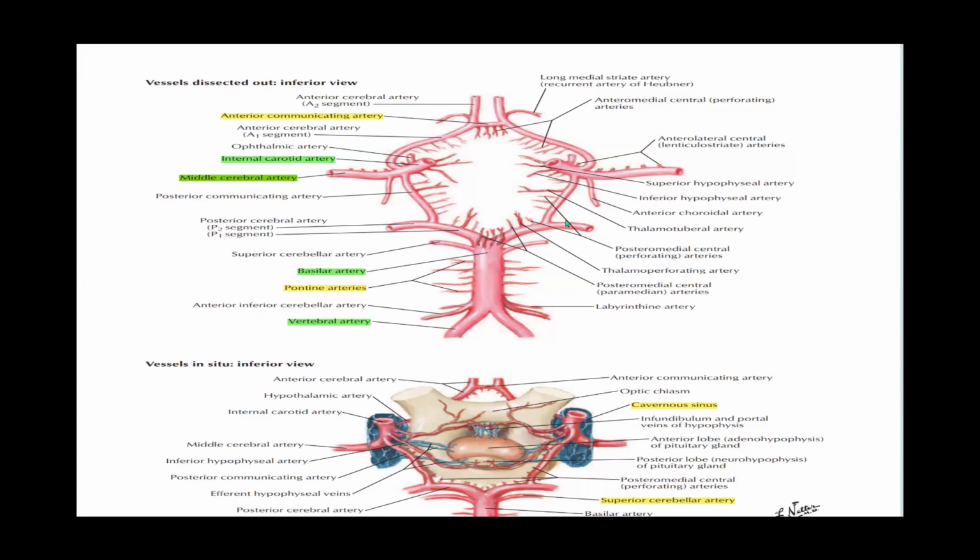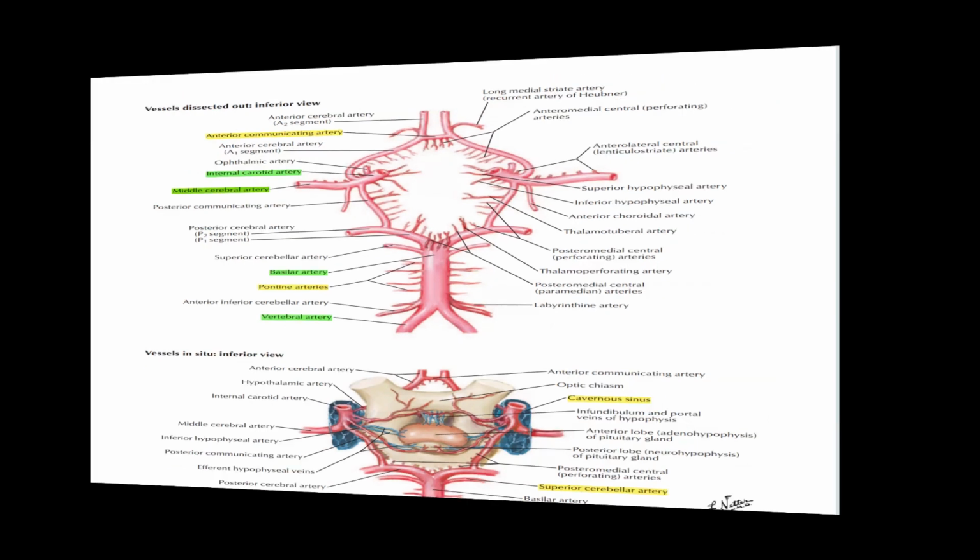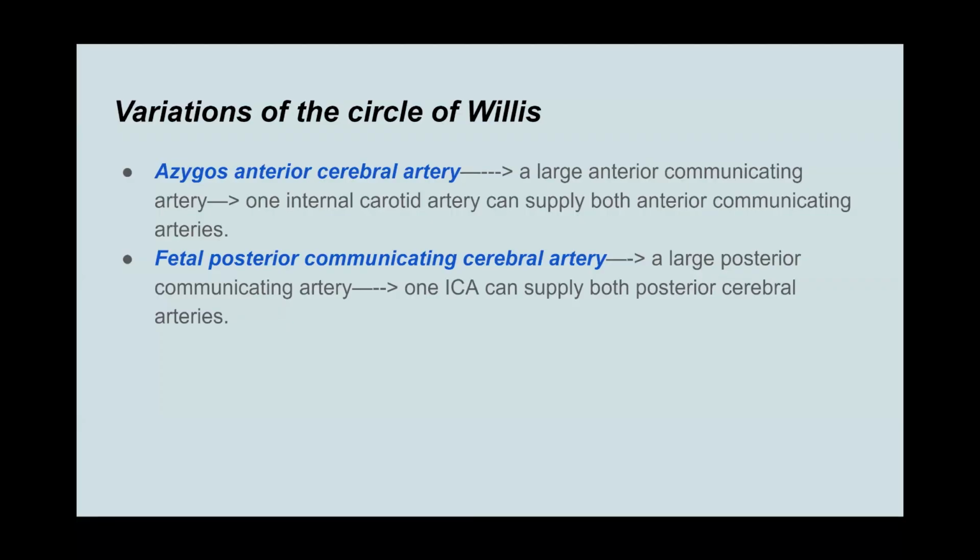So this ipsilateral posterior cerebral, and also flow to perfuse the contralateral posterior cerebral artery. Okay. So if you have a sufficiently large or larger posterior communicating, that's called the fetal posterior communicating cerebral artery. So this one, in nomenclature, you have both communicating and cerebral, and here you have just cerebral without communicating.